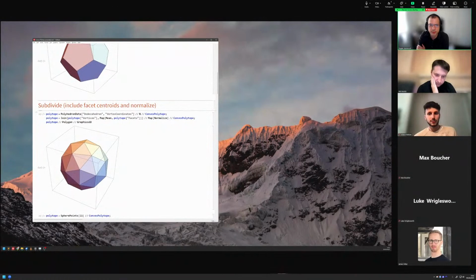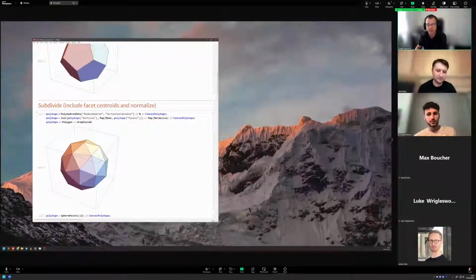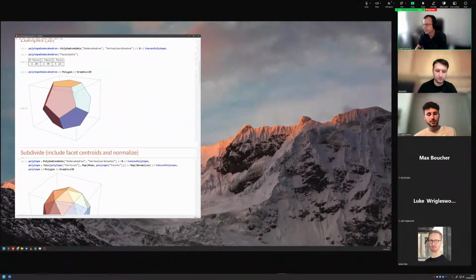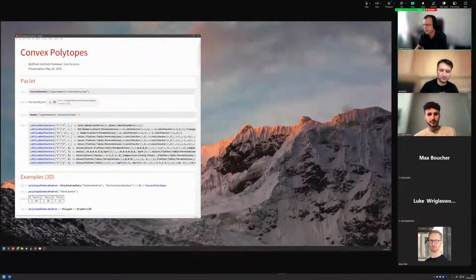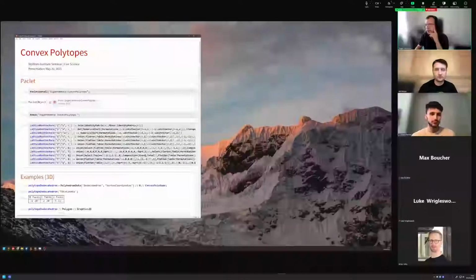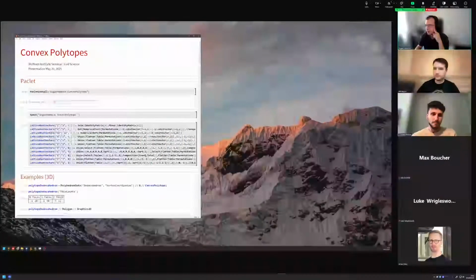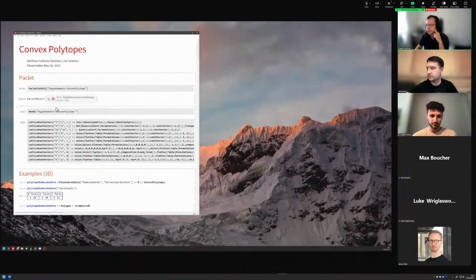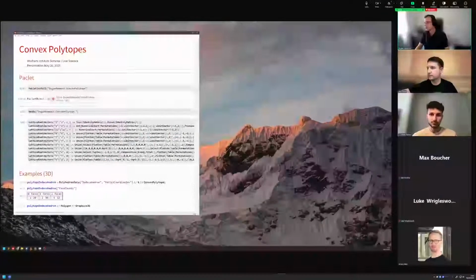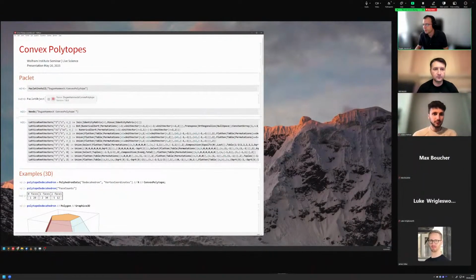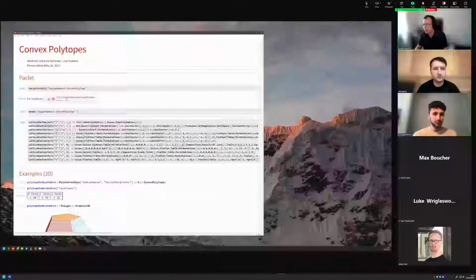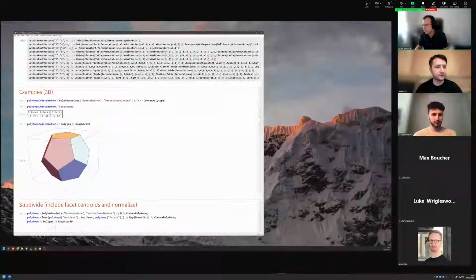I'll be presenting on Convex Polytopes, a Paclet that I've been working on, and I'll go ahead and get started. This is a Paclet for computing Convex Polytopes. It's in the Paclet repository, and I'll make this notebook available after the live stream, but for those watching, they can follow along.